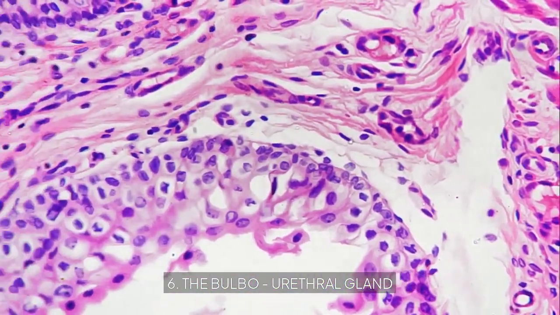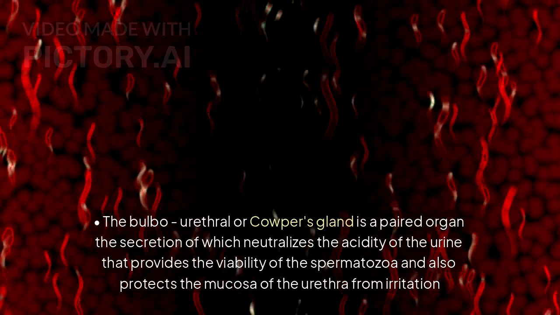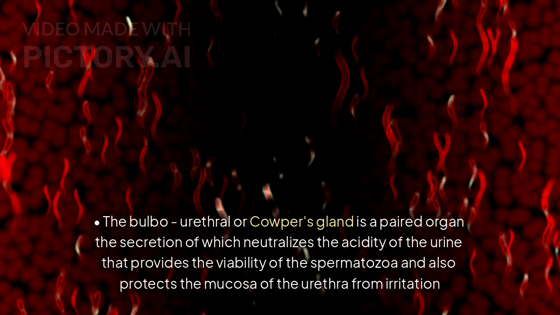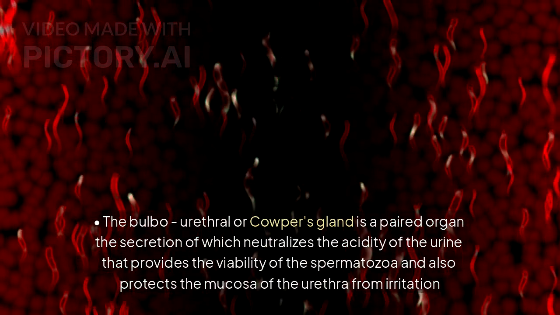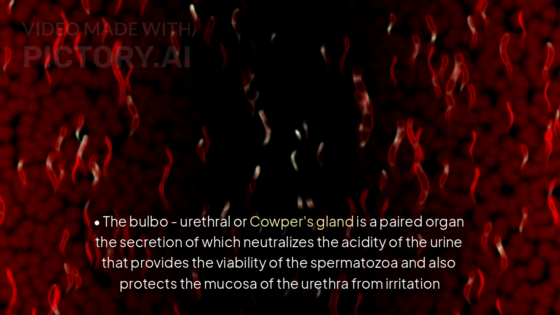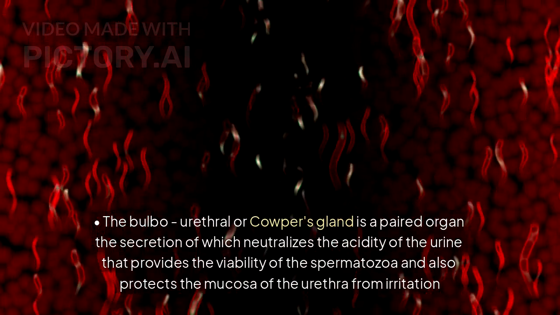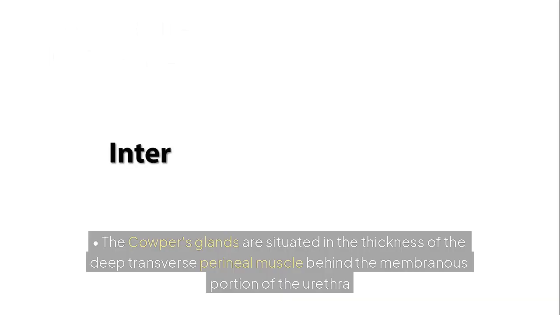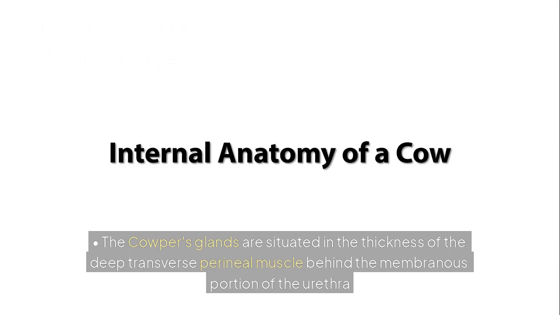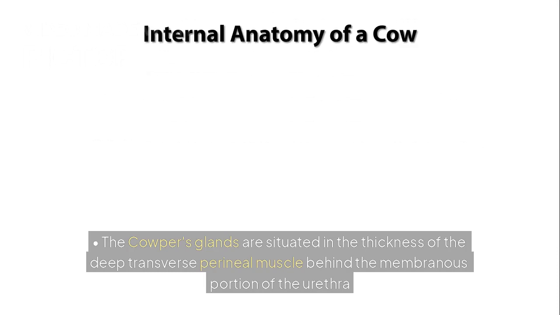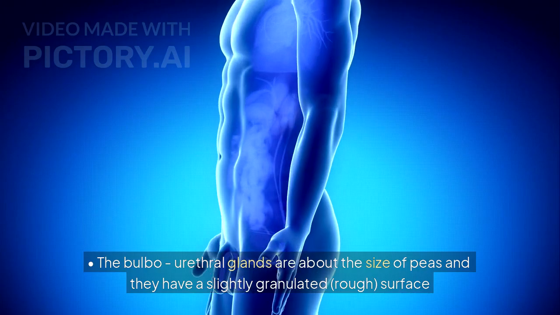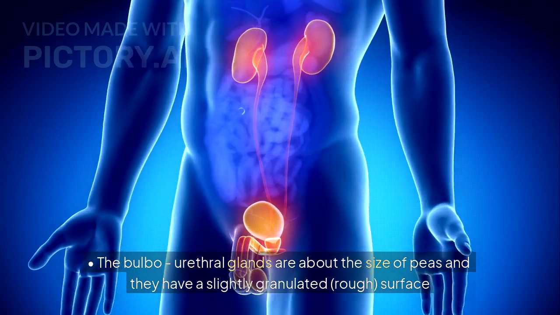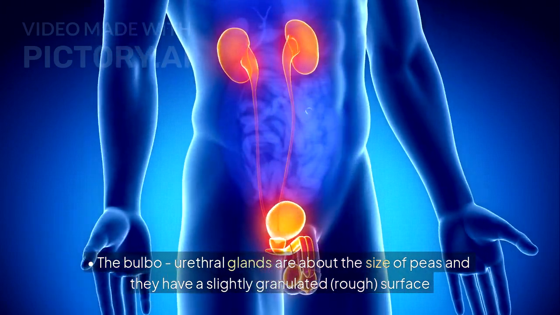6. The bulbo-urethral gland. The bulbo-urethral, or Cowper's, gland is a paired organ, the secretion of which neutralizes the acidity of the urine, which provides the viability of the spermatozoa, and also protects the mucosa of the urethra from irritation. The Cowper's glands are situated in the thickness of the deep transverse perineal muscle behind the membranous portion of the urethra. The bulbo-urethral glands are about the size of peas and have a slightly granulated, rough surface.